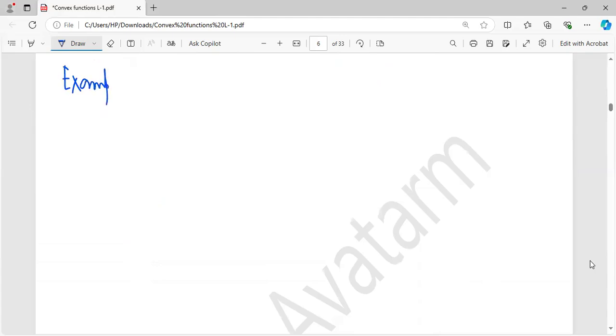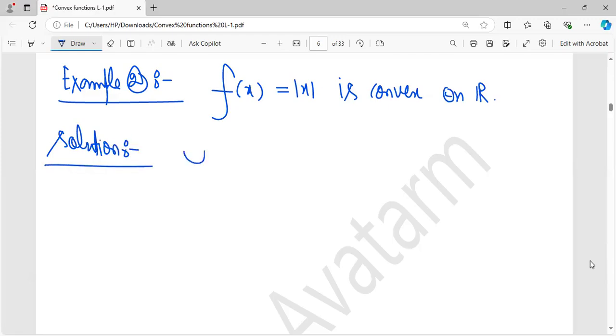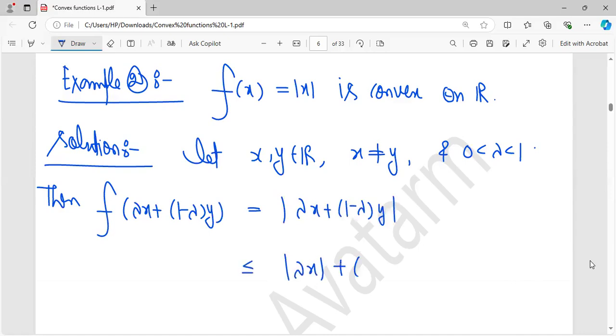Example 2. f(x) = mod x is convex on R. Okay. So let x, y belong to R, x not equal to y, and we are taking lambda in this range. Then f(lambda x + (1 - lambda) y), what is this? This is nothing but, by definition, how can we write it? We can write it like this. So this is equal to mod of (lambda x + (1 - lambda) y).